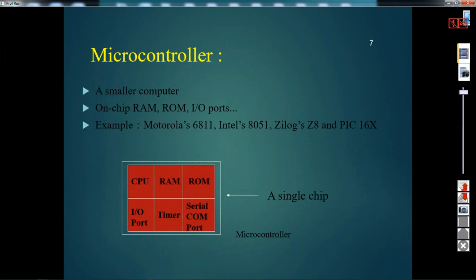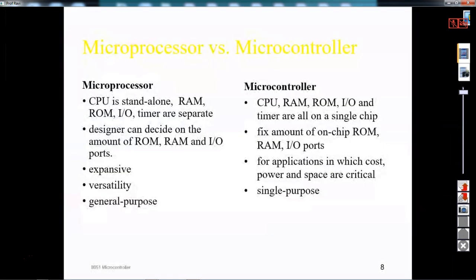Your ALU, CPU, and your RAM, ROM, ports, timer, and serial to parallel or parallel to serial converters are all available on board, on chip. So the differences between microprocessor and microcontroller: in a microprocessor, the CPU is standalone and RAM, ROM, I/O, timers are separate, whereas in a microcontroller, CPU, RAM, ROM, and I/O ports are all on a single chip. That is the first difference.